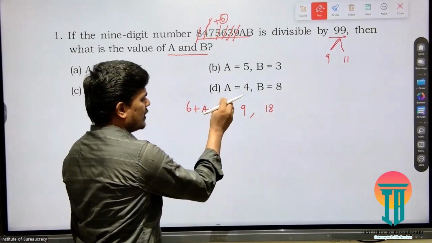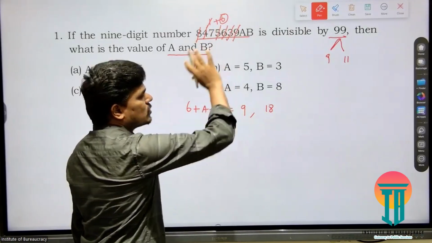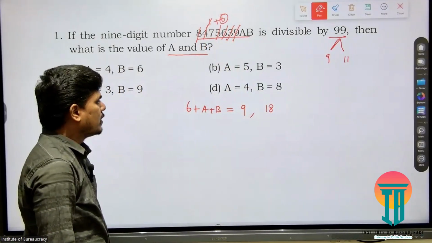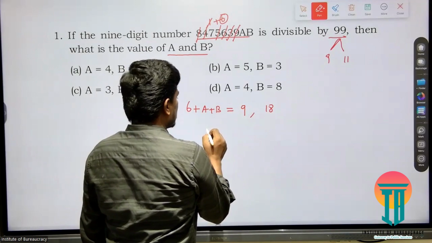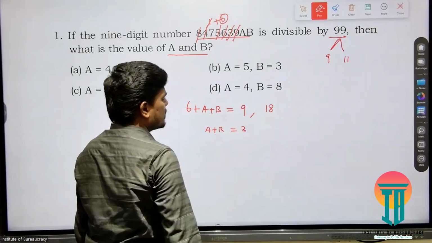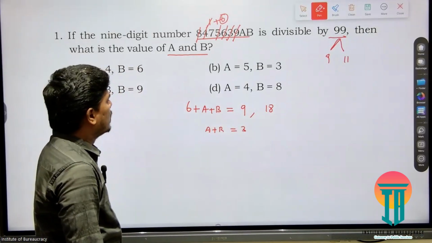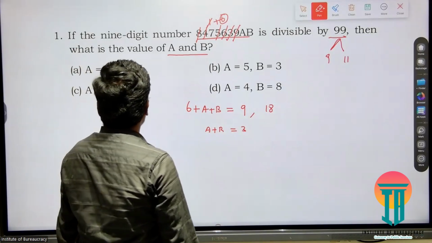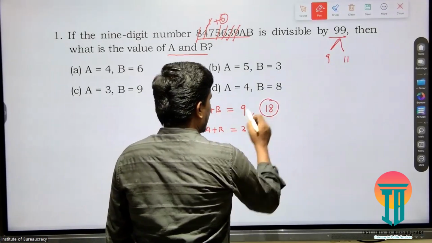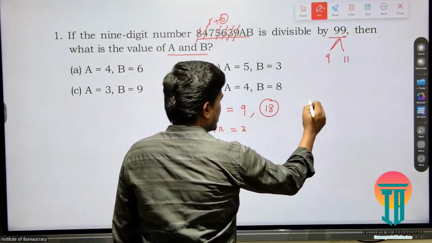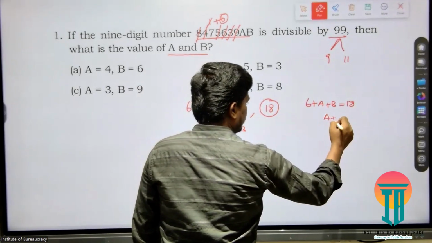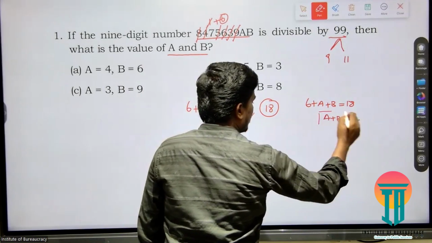If you add all these numbers, either it should be 9, then only I can say it is divisible by 9, or if it is 18, then also we can say it is divisible by 9. So if it is 9, then A plus B, if you take away that 6, is going to be 3. A plus B value is 3. And if 6 plus A plus B is equal to 18, then A plus B is going to be 12. Sum of the numbers is going to be 12.